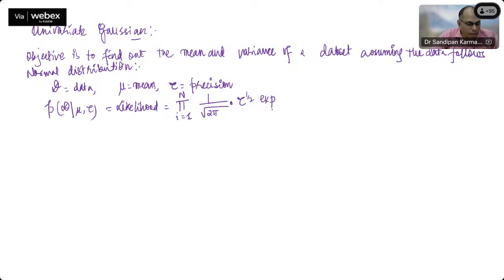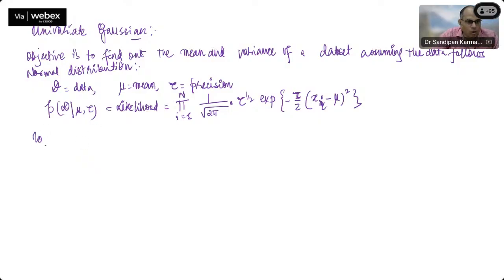Now this will be exponential of minus tau by 2, and the random variable I am assuming as x, so xi minus mu whole square. So this is the likelihood.